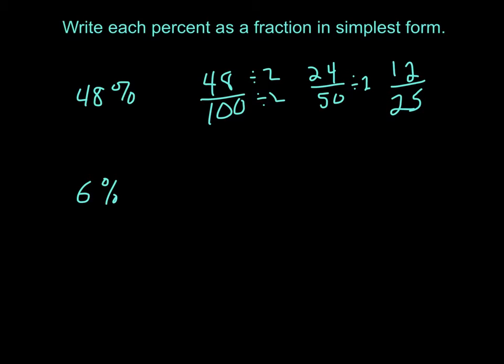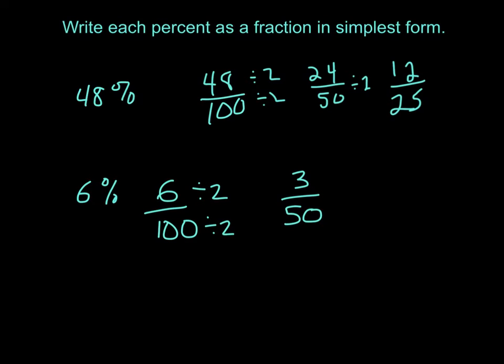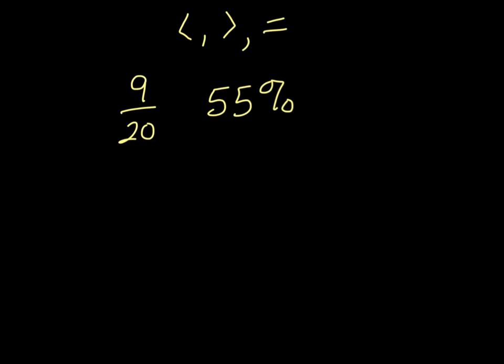So in the second one, 6% means 6 out of 100. Again, I see they're both even, so I'm going to divide by 2, and I get 3/50ths. And I know that 3, the only thing that goes into here is 1 and 3. 1 goes into 50, but 3 does not, so this is in simplest form.